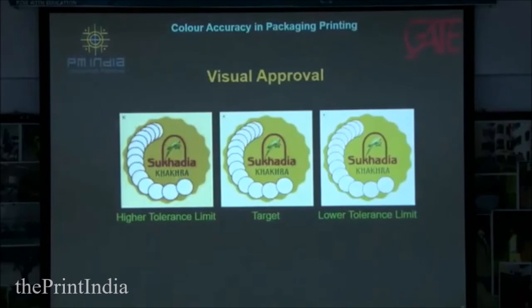Okay, so in packaging, when customer is shown the proof, this is a common practice. They show light, medium, dark. Yeah. The problem here is there is no numerical value, so it's difficult to say when you print how light, how dark. It's difficult. So still most people are following this visual approval.